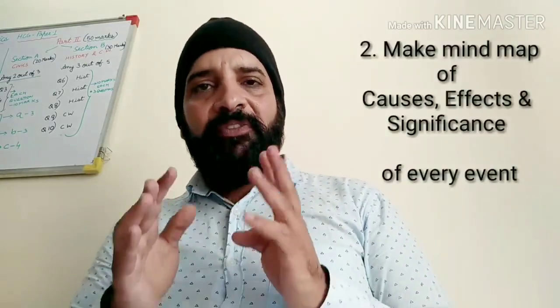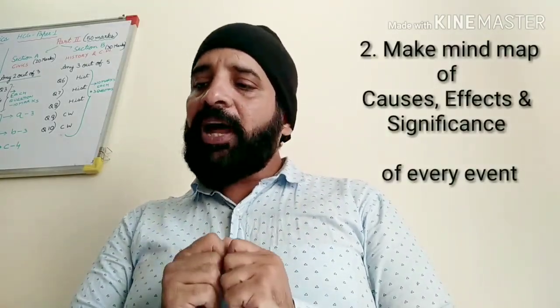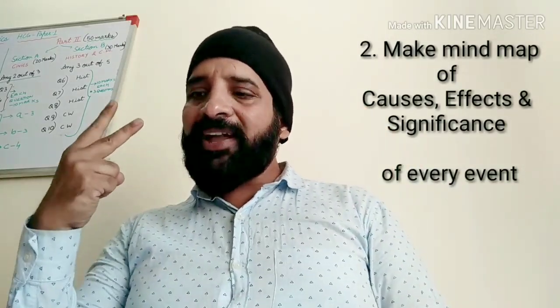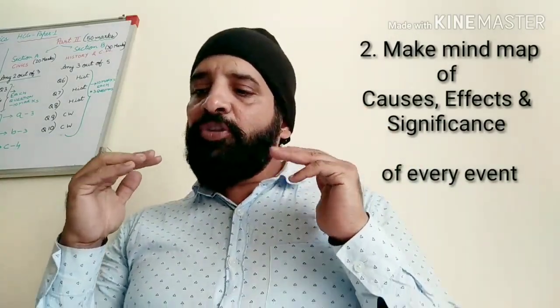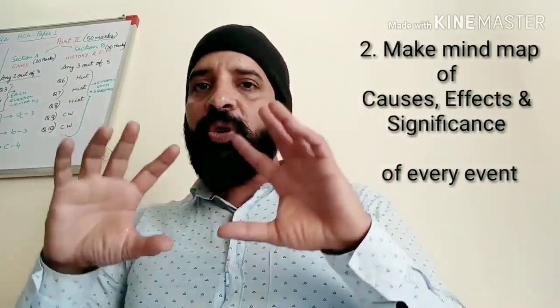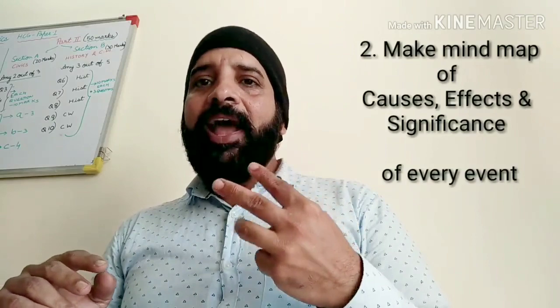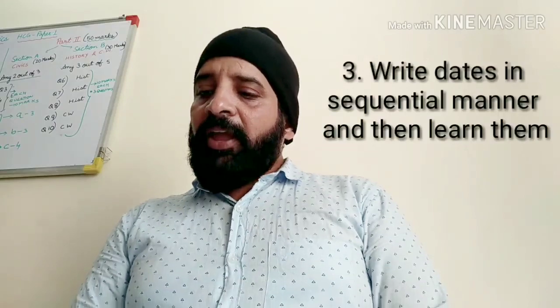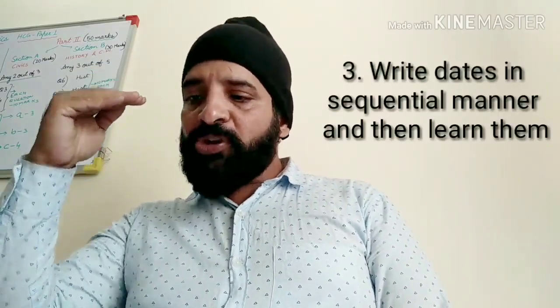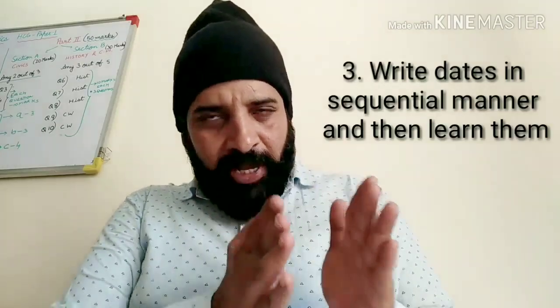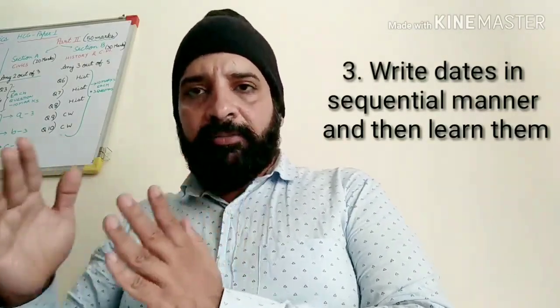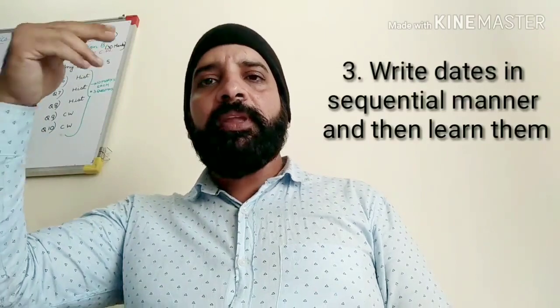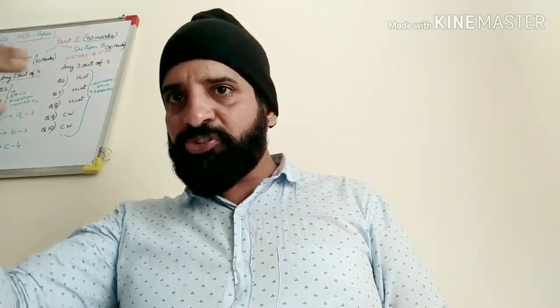Point number 2. Whenever you're reading any topic or any event, try to understand its causes, its effects, and the significance so that you can relate all these things and make a mind map. Causes, effects, and significance of any historical event. Point number 3, write down dates of an event in a sequential manner. When you take a notebook and pen while studying the portion, always write down the dates of these events in a sequential manner in the notebook and then learn them.